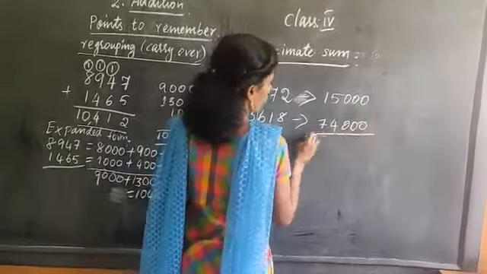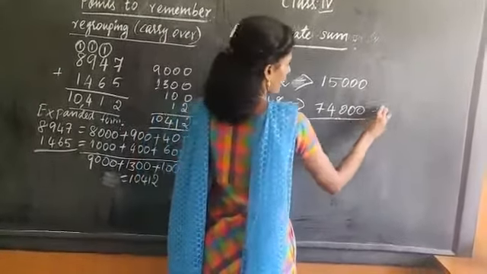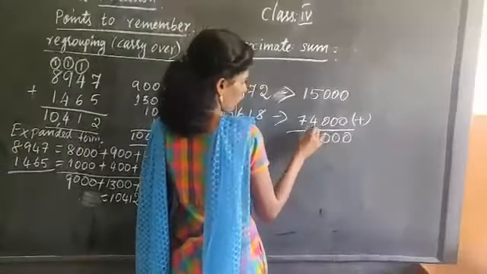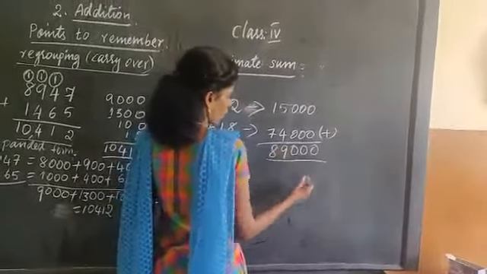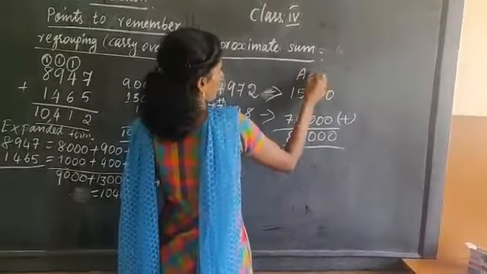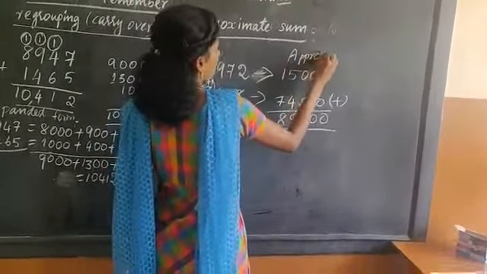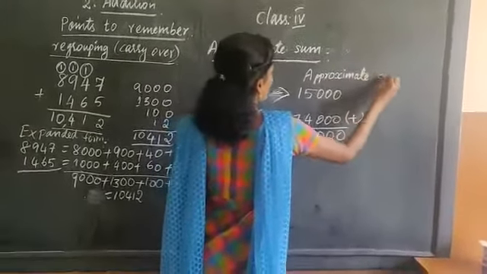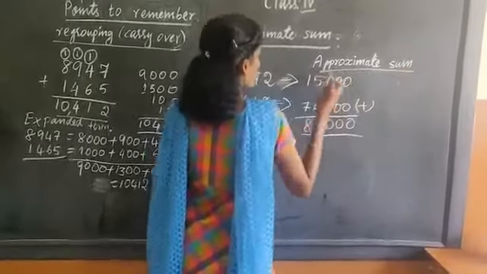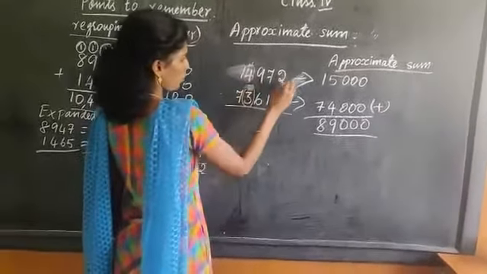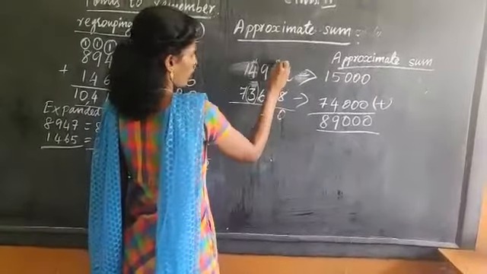0, 0. Okay, now we are adding 0, 0, 0, 5 plus 4, 9, 1 plus 7, 8. So 89,000. This is the approximate sum.